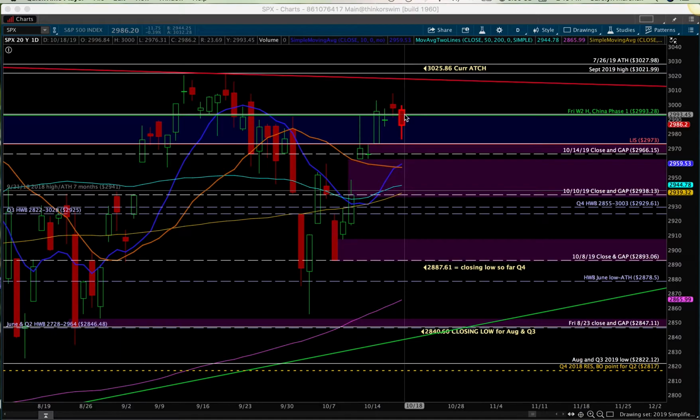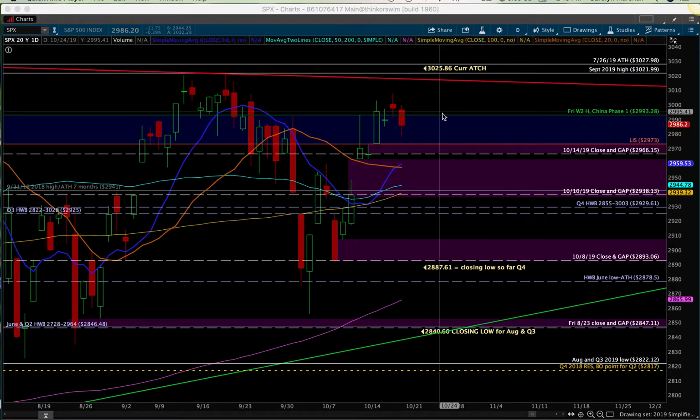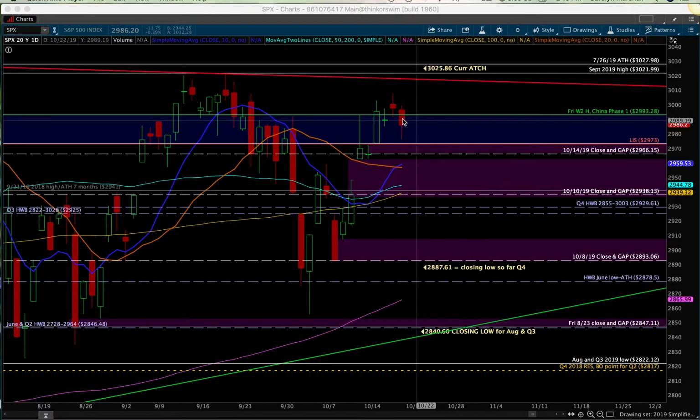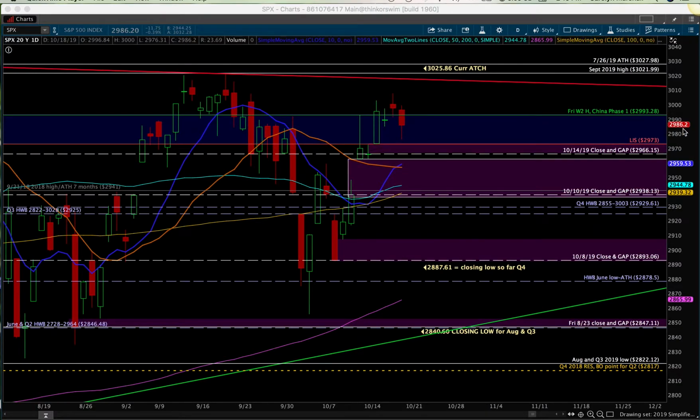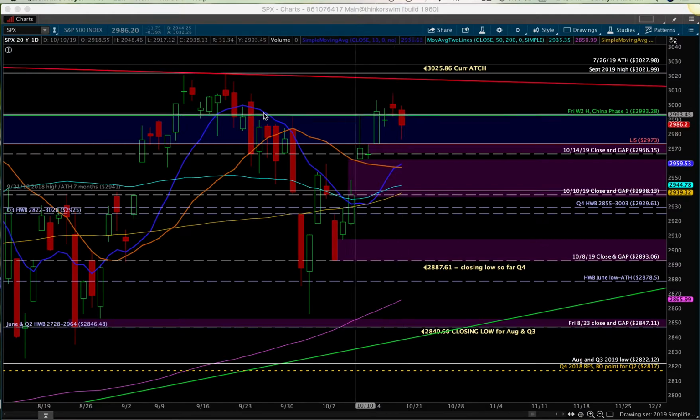And at the end of the day, we came back and we tried to take back this 2993, but we failed right there. You can look at a 5-minute intraday chart and see how we failed against this 2993 level. And we sold off into the close to close at 2986.20. When we look to the left, once again, you can see 2992.50 or so was the high on October 1st.